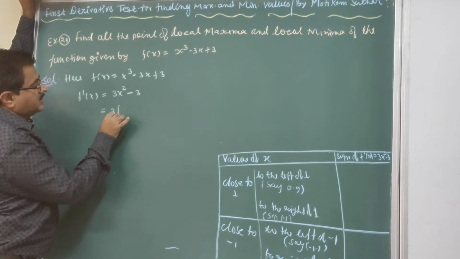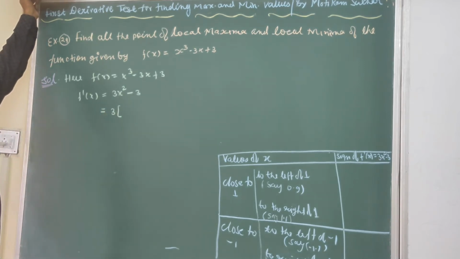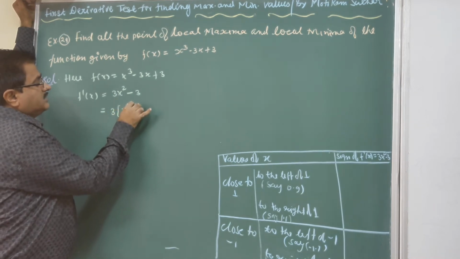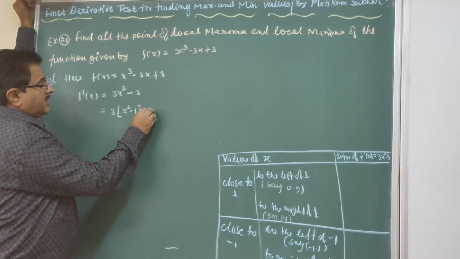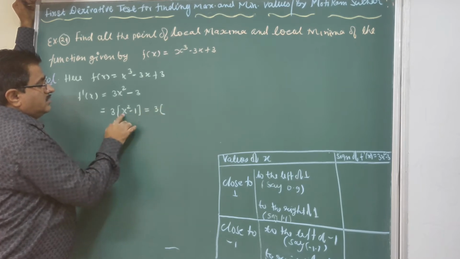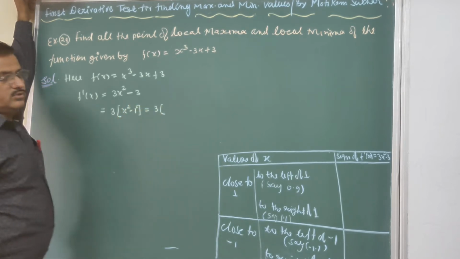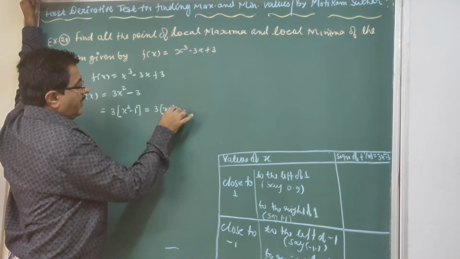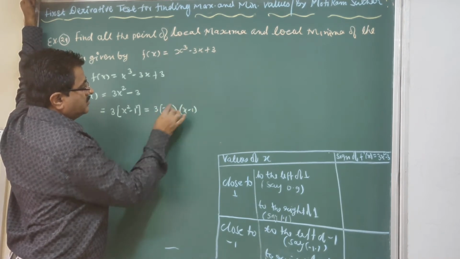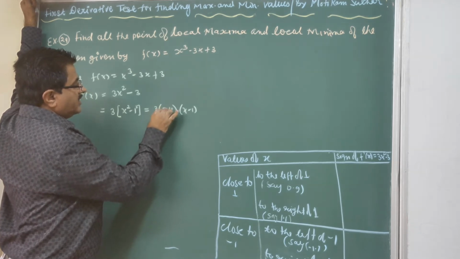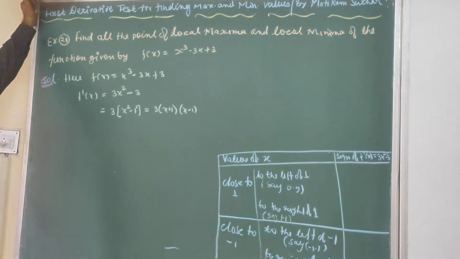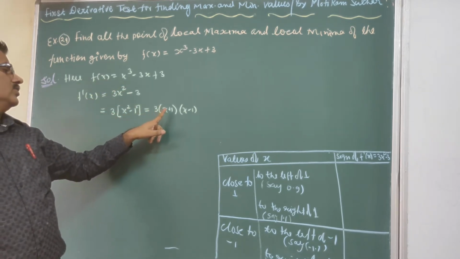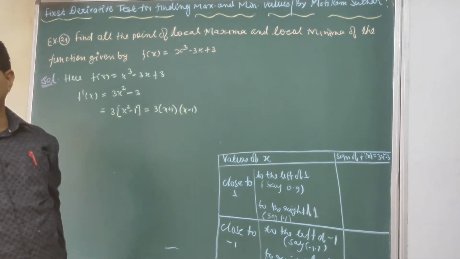Now we can write this in the form of factors. So you take 3 as common. If you take 3 common, then we have here x square minus 1. Now this factor is a square minus b square, so a plus b and a minus b. In this way we get the factors of the derivative of the given function: 3 into x plus 1 into x minus 1.